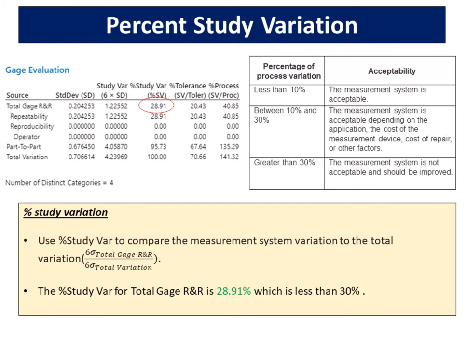If the percent of study variation is between 10% to 30%, the measurement system is acceptable depending on the application, the cost of the measurement device, cost of repair, or other factors. If the percent of study variation is greater than 30%, the measurement system is not acceptable and should be improved.